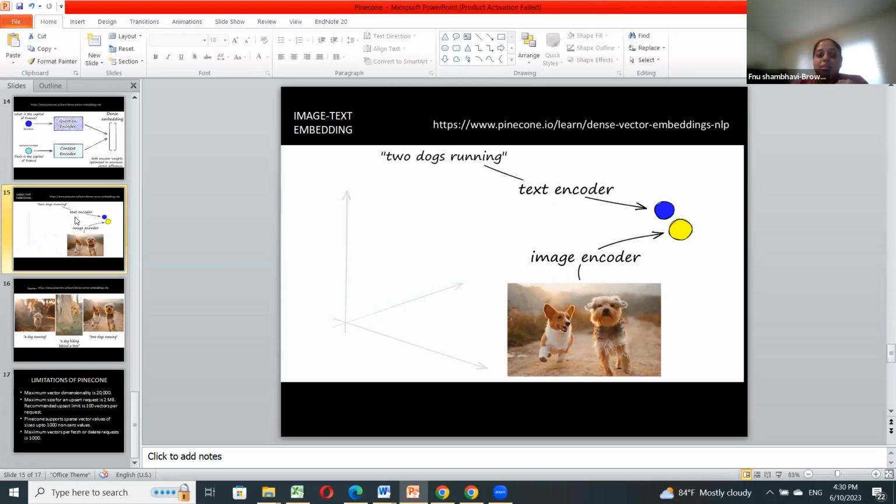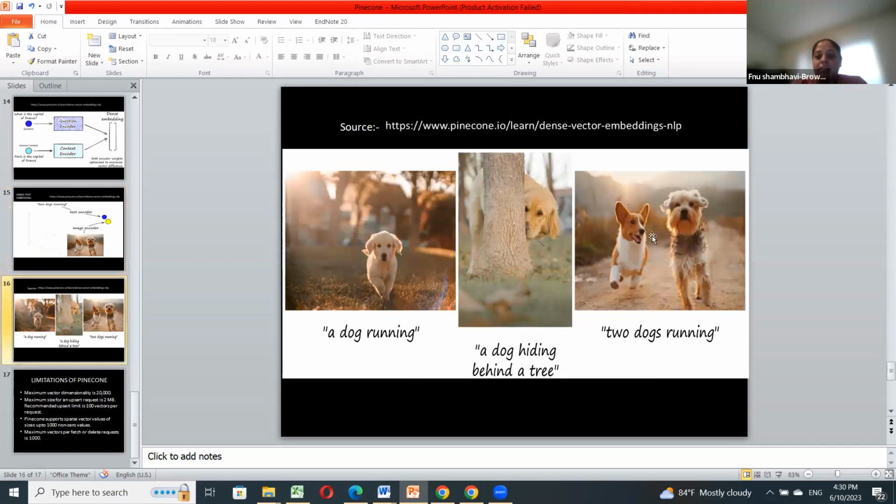In the same form, it's doing the same in the same vector space, mapping through that DPR retrieval model. And here we have 3 examples of pictures: 3 dog pictures, a dog running, a dog hiding, and 2 dogs running. So we are going to test whether this model is able to find the differences between the images, and also which text is related to which image.